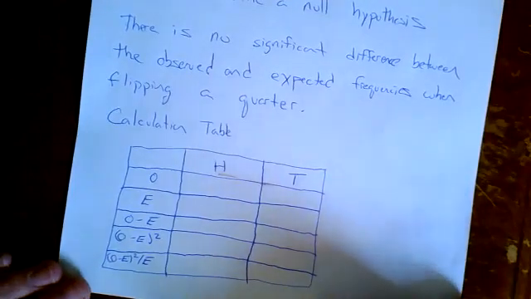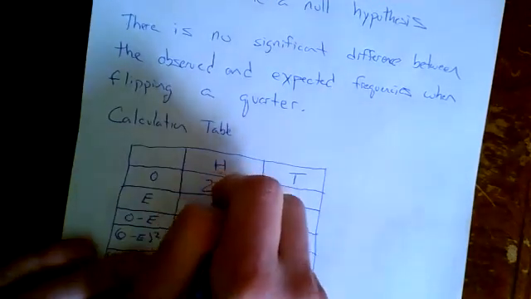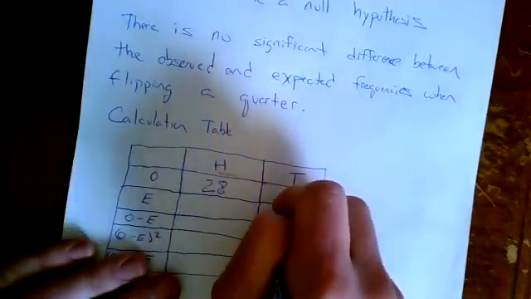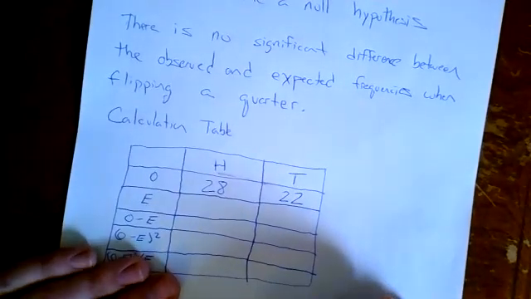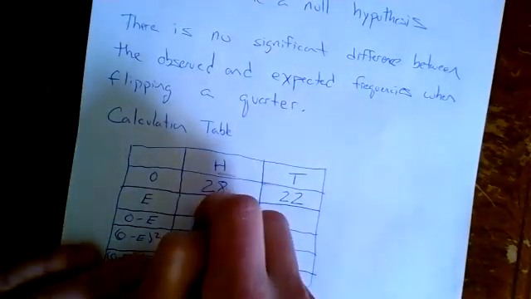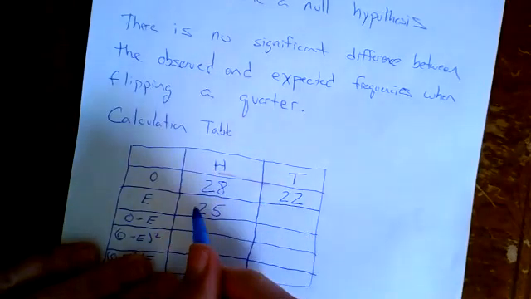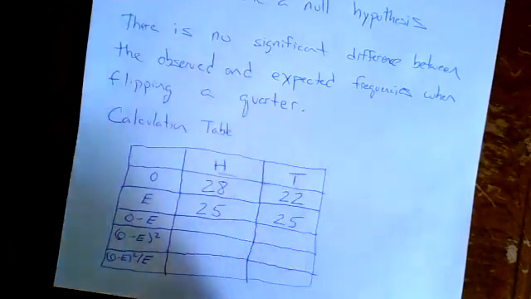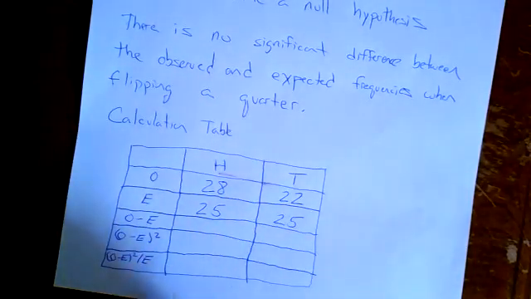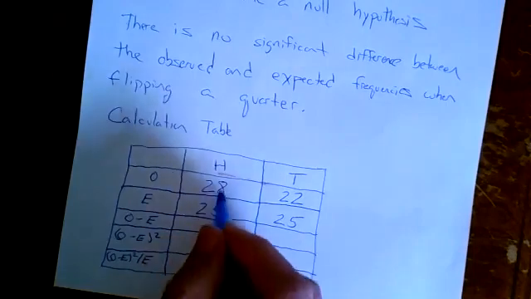When he flipped his coin 50 times, he got 28 heads and 22 tails. Well, what do we expect? Well, it's flipping a coin. We expect if we do it 50 times, 25 of them to be heads and 25 to be tails. So our 50-50 shot. So in our calculation, we'll now go O minus E.